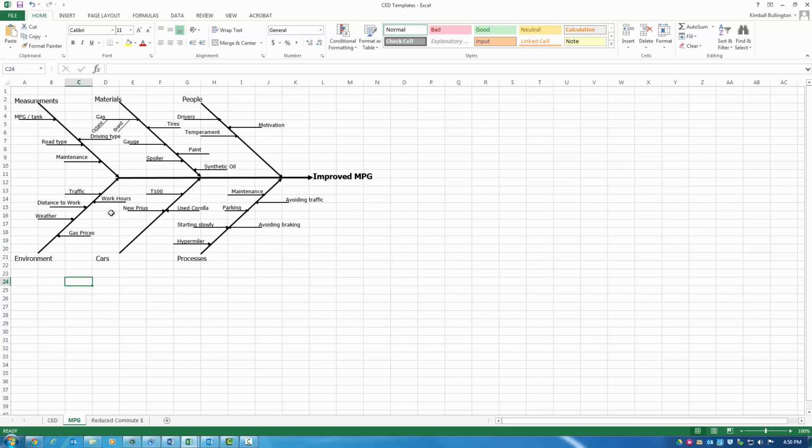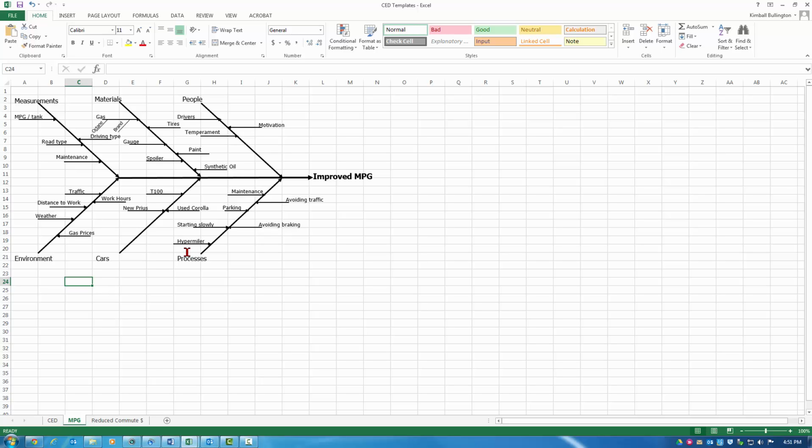Your work hours. Are you forced to commute during rush hour traffic, or can you work other hours? And then the gas prices. You might think that doesn't have anything to do with miles per gallon. But as gas prices go up, you might be more conservative in your driving habits.